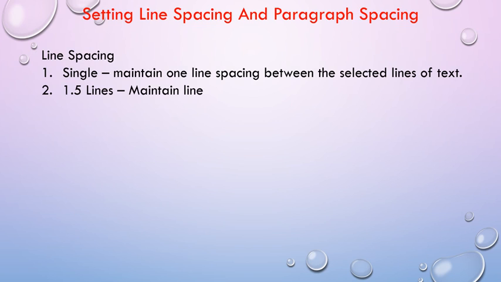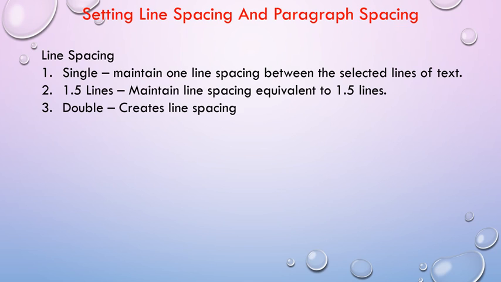Then 1.5 lines, which maintains line spacing equivalent to 1.5 lines. So this option will create a space of 1.5 lines. Double. This option creates two line spacing between the two lines. So the spacing that is created by this option is equal to two lines.